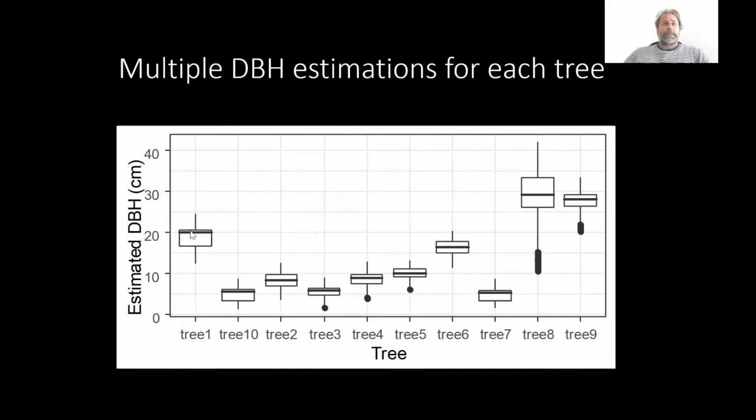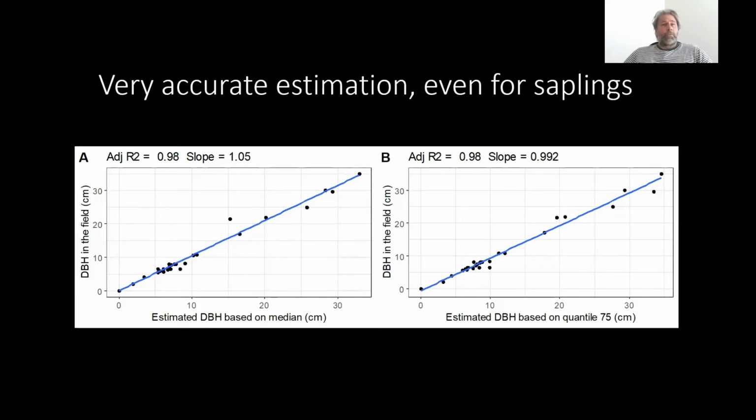Now that we have that, we can look at whether metrics like the median can be used to estimate the tree DBH that we got from the field. When we look at that relationship, we see that the DBH based on the median or the DBH based on quantile 75 are very good estimators of the DBH in the field. In fact, we have an R-square of almost 1. And probably the one with quantile 75 is a little bit better because the slope is closer to 1.